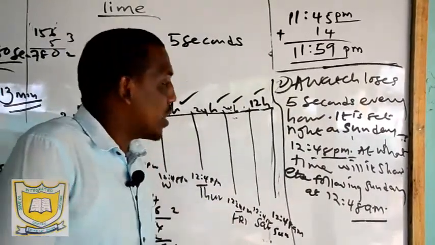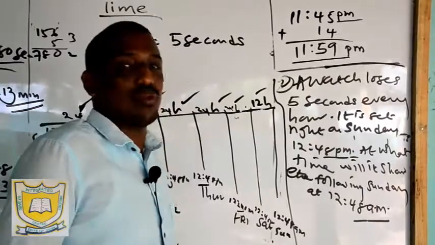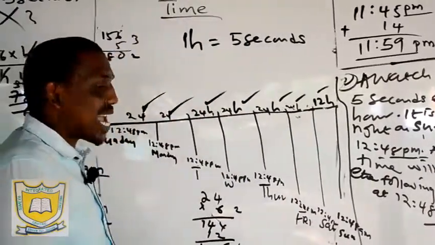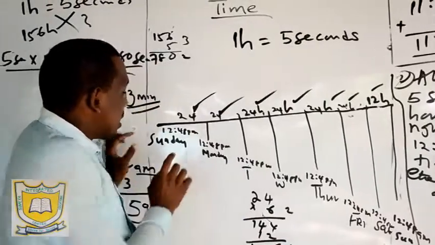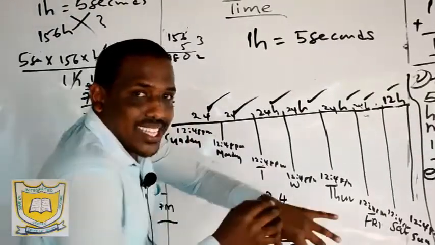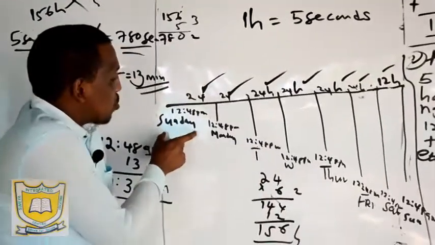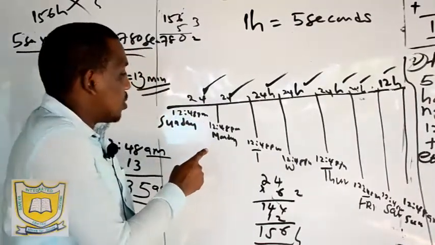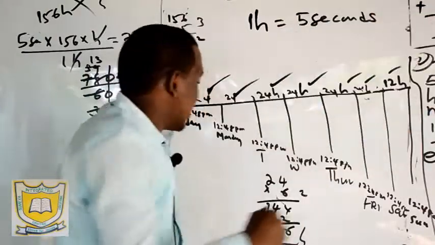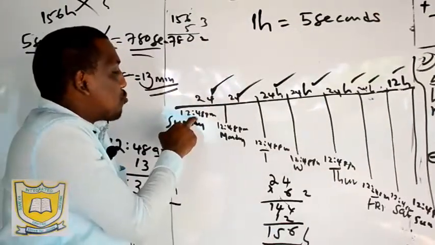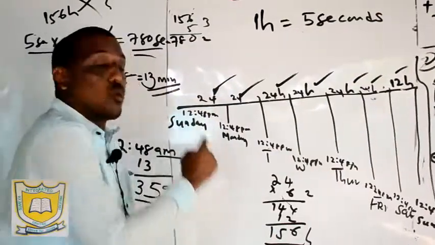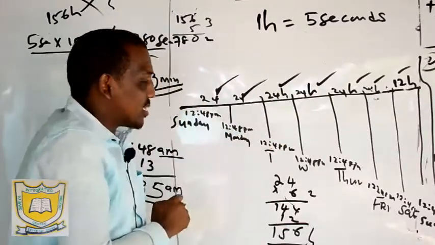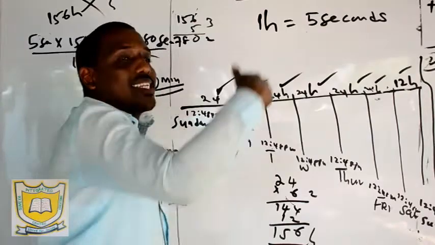What we do now, we use a number line to get the number of hours. The easy way, we use a number line. I have drawn a number line here. You start with the time they started setting the watch. They set the watch Sunday 12:48 p.m. The next day is Monday. So Sunday 12:48 p.m. to Monday 12:48 p.m., p.m. to p.m., 24 hours. Then the next day will be Tuesday.